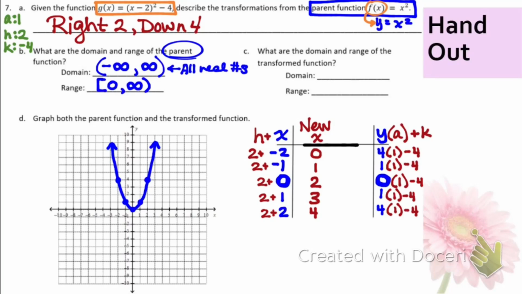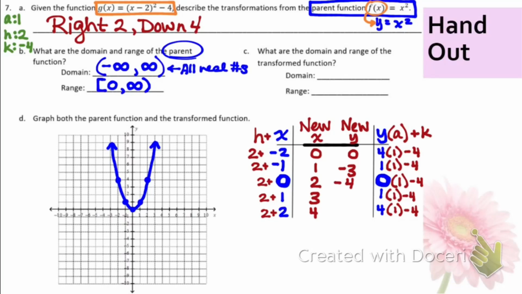What's 4 times 1? 4. And then -4, 0. What's 1 times 1? 1. -4, -3. What's 0 times 1? 0. -4, -4.